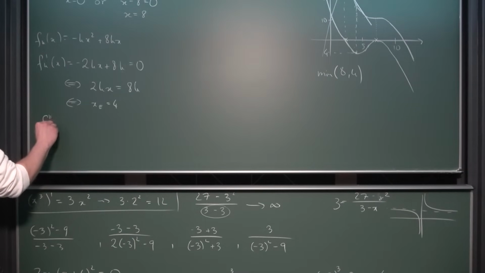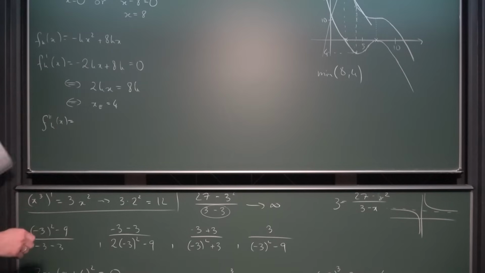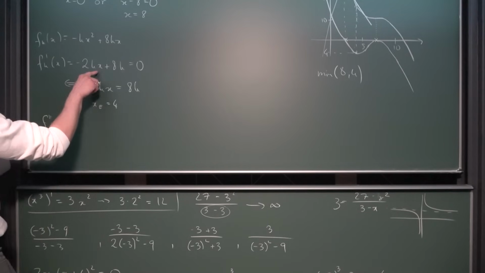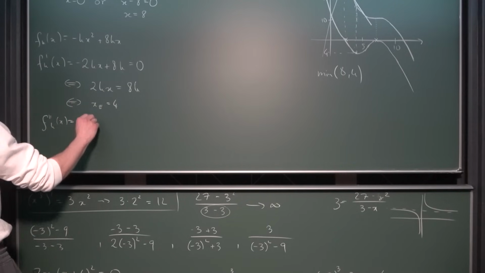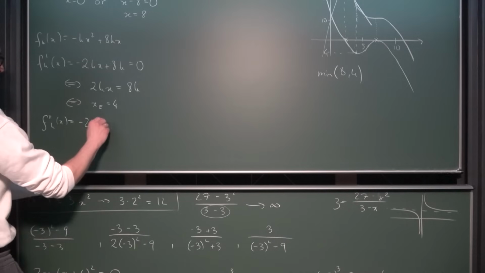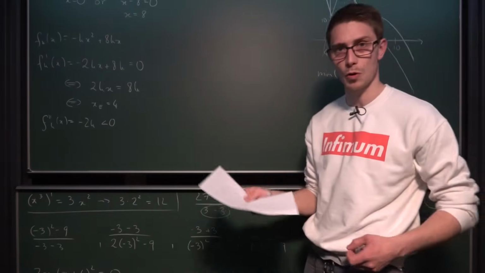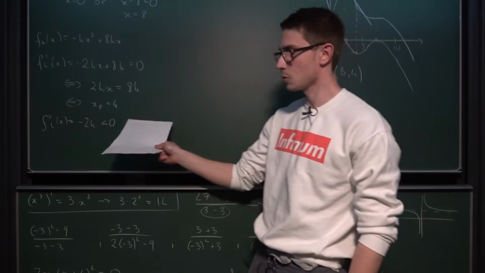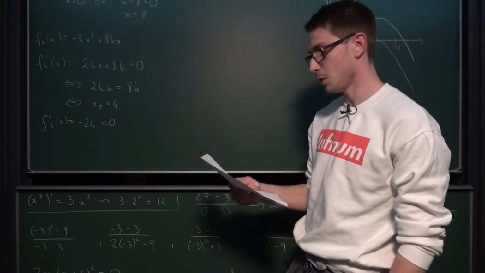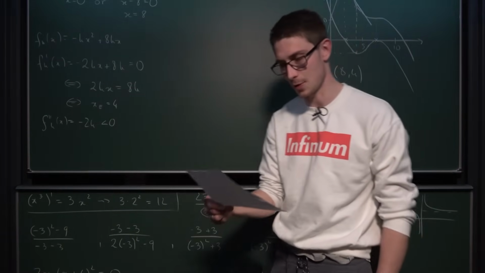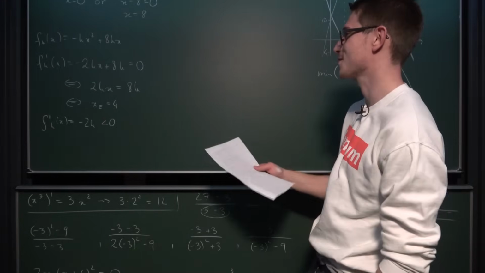So f double prime of x is going to be equal to, if we differentiate this, we are going to get negative 2 times k. And this right here is obviously less than 0 for each and every k, because k is positive, meaning it's going to correspond to a minimum. No, maximum, because it's less than 0. I'm definitely sorry, I'm being stupid here.